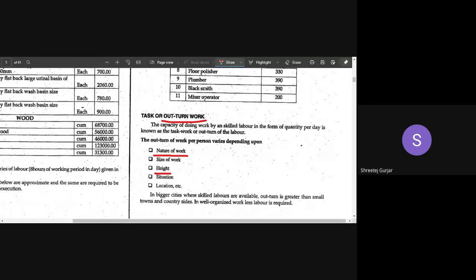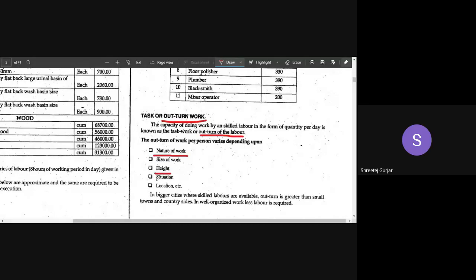Right, so it is very risky for them. It is risk of life. It is risk of falling down and breaking limbs. Depending upon that, your outturn will vary. If they are working at a very high level, they will work slowly, very carefully. So your outturn of your labor will be lesser, and on the ground it will be very fast.